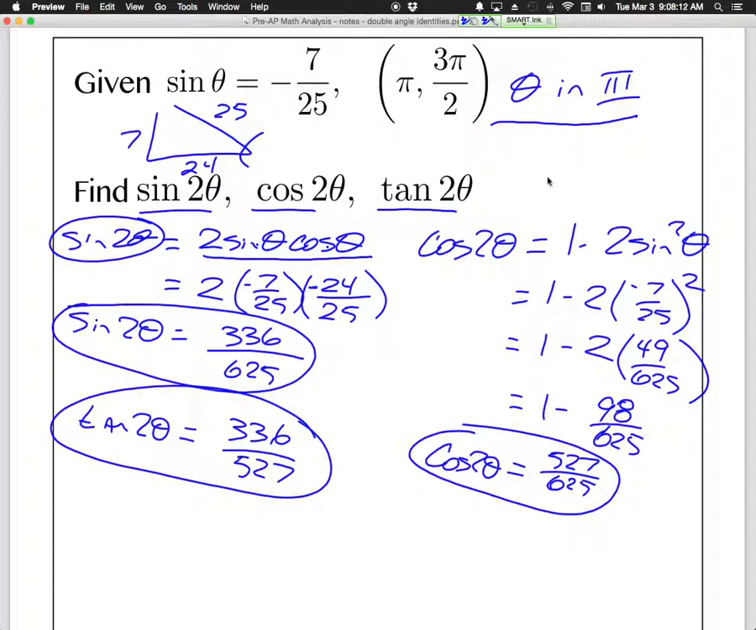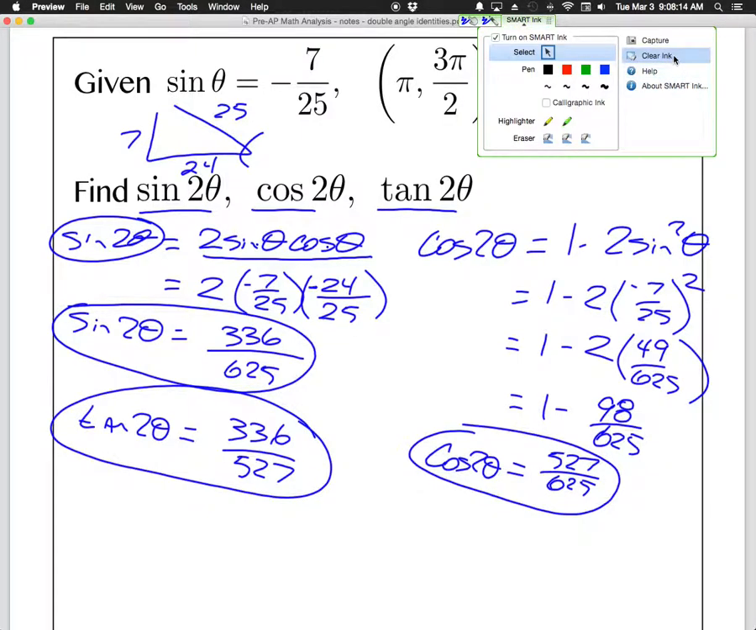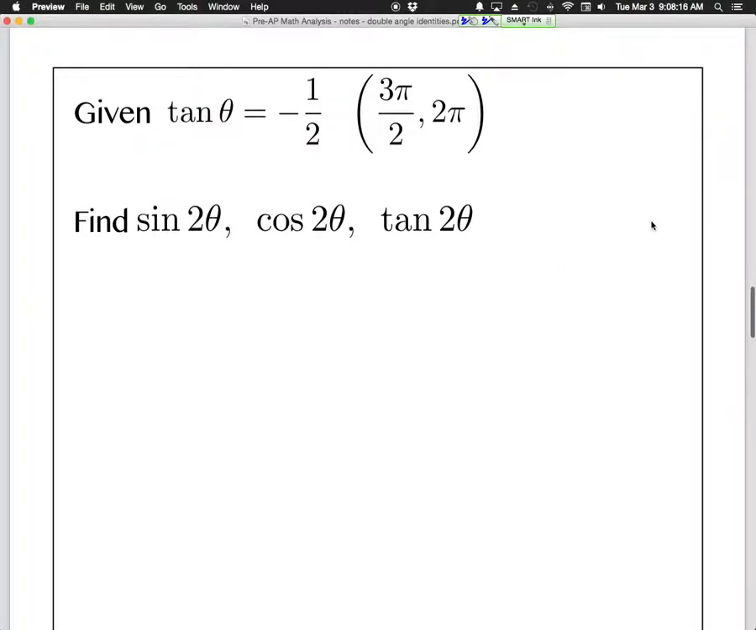Let's try another one. All right, this time they're giving me tangent. They're telling me my angle is between 3 pi over 2 and 2 pi. So I'm looking at where they're telling me my angle is.